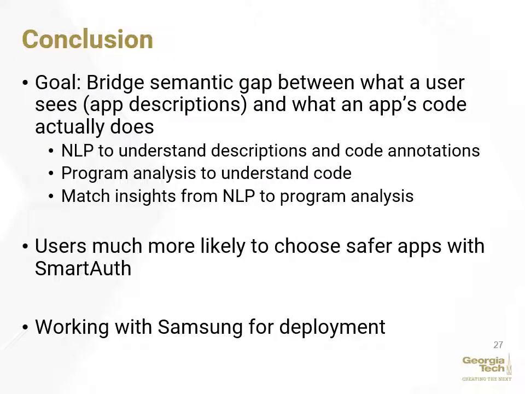To summarize, the main goal of SmartAuth is to bridge the semantic gap between what a user sees from the app descriptions and what the app actually does. NLP is used to analyze descriptions and code annotations. Program analysis is used to understand the real code behavior. Then finally, the results from NLP analysis and program code analysis are matched in order to notify users of any unexpected behavior. Through user study, the authors demonstrated that users are more likely to choose a safer app using SmartAuth.